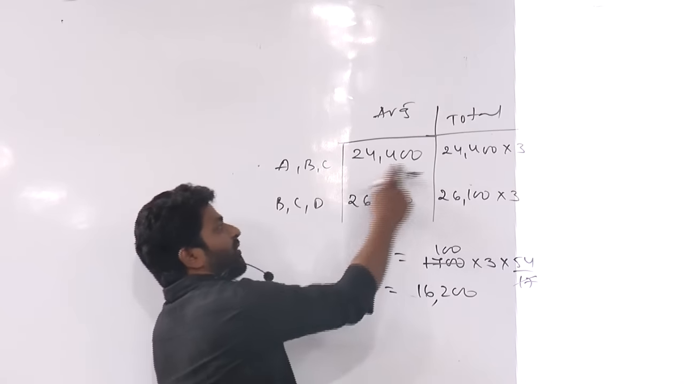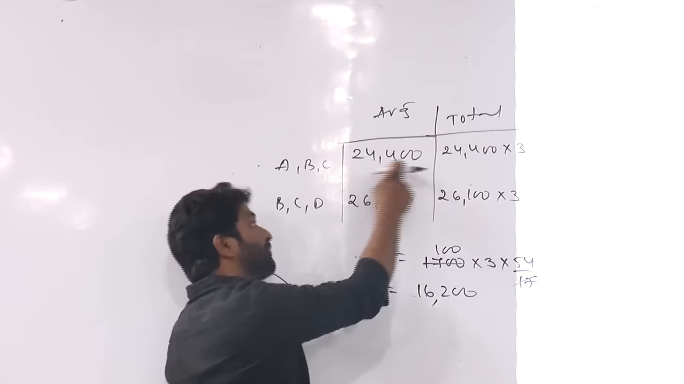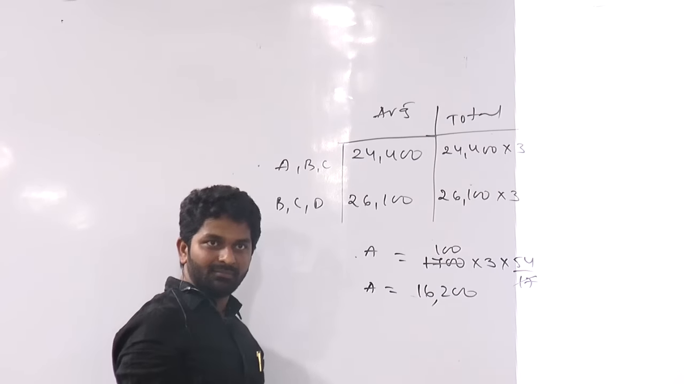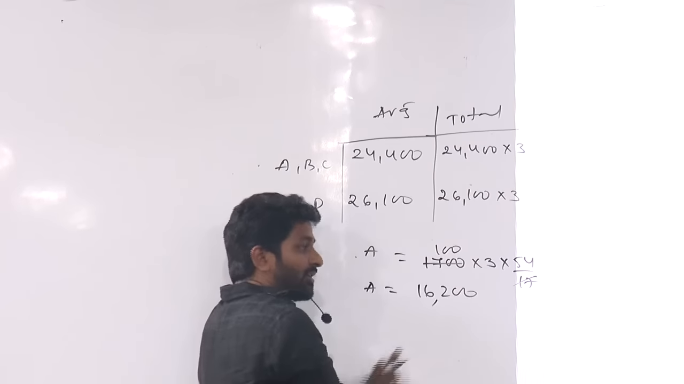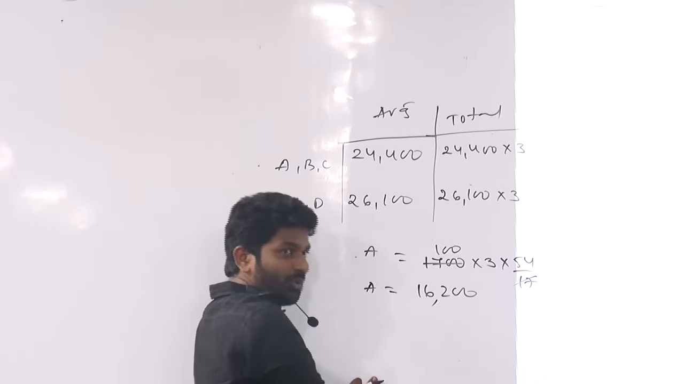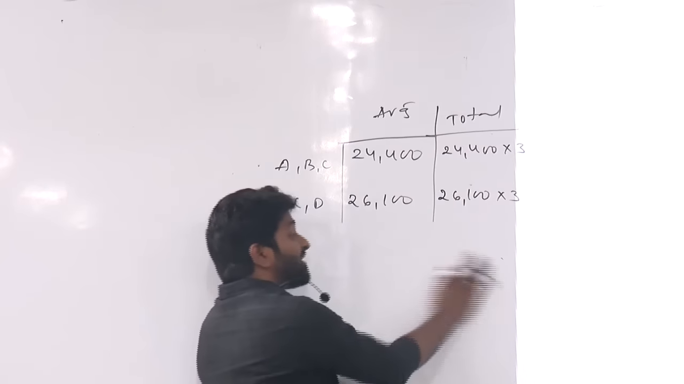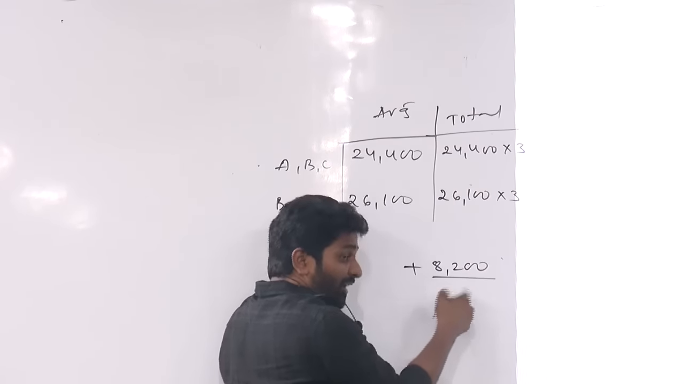Average of ABC is 24,400. If you subtract A, whose value is 24,400, the average of B and C will be the same as 24,400. Yes or no? But this is 16,200. You are subtracting 16,200. How much less do we have? 8,200. So for B and C, you need to add 8,200 and you are trying to calculate the average.